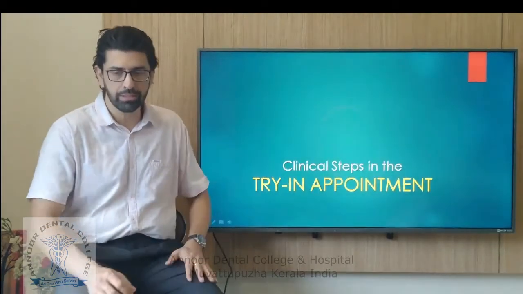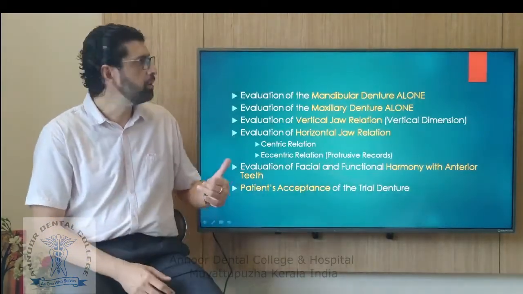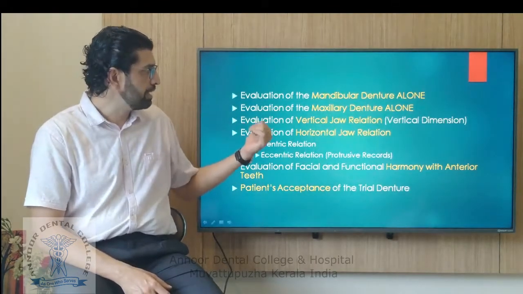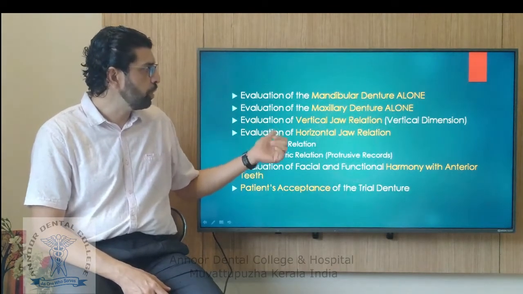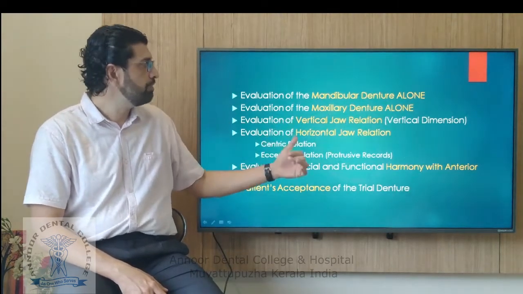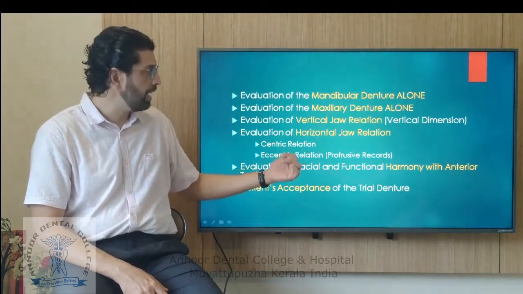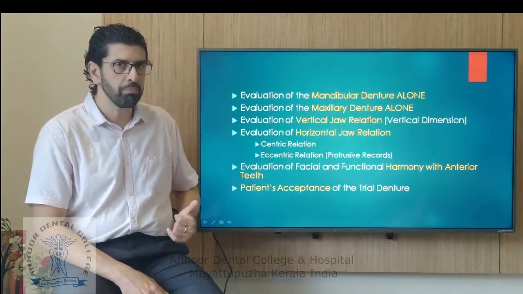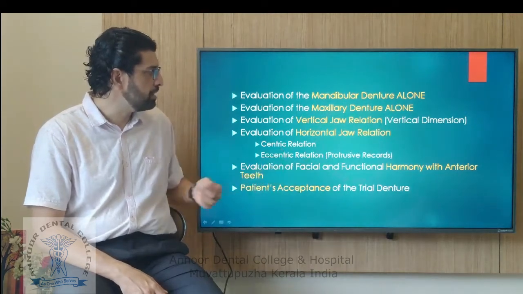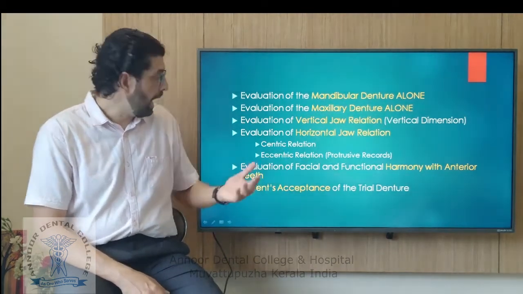Okay, so what are the clinical steps we do in a try-in? One, you want to evaluate the mandibular denture alone. Okay, you want to evaluate the maxillary denture alone. Then you want to evaluate the vertical jaw relation. That is a vertical dimension, just like I told you before. Then we come to the horizontal, where you're going to check the centric and the eccentric, mostly the protrusive records. Okay, and finally you're going to evaluate the facial and functional harmony with the anterior teeth.